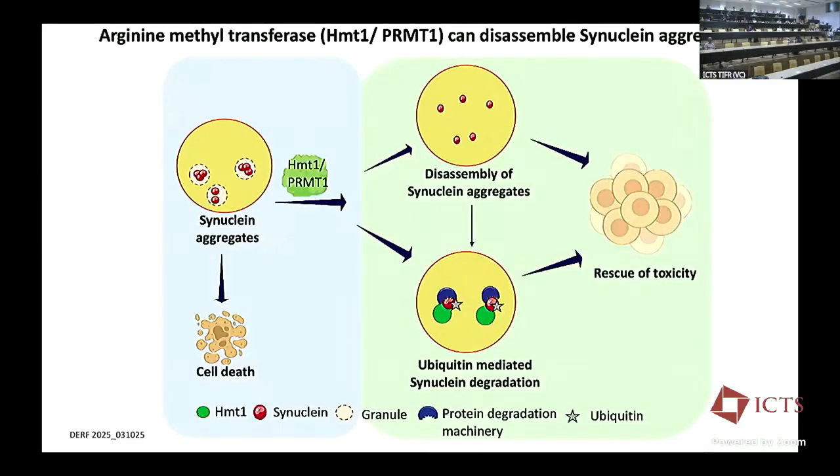Sir, can you comment on why the catalytic dead mutant was rescuing better compared to the wild type? And is it known that HMT1 binds to ubiquitin, or acts independently of its catalytic activity, as an E3 ligase or something like that?